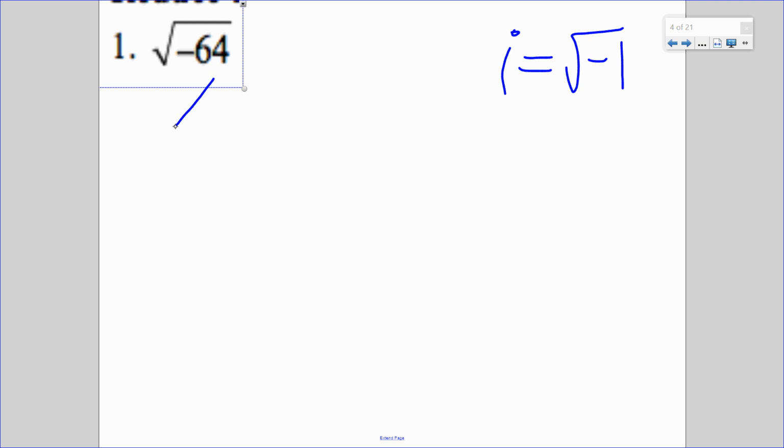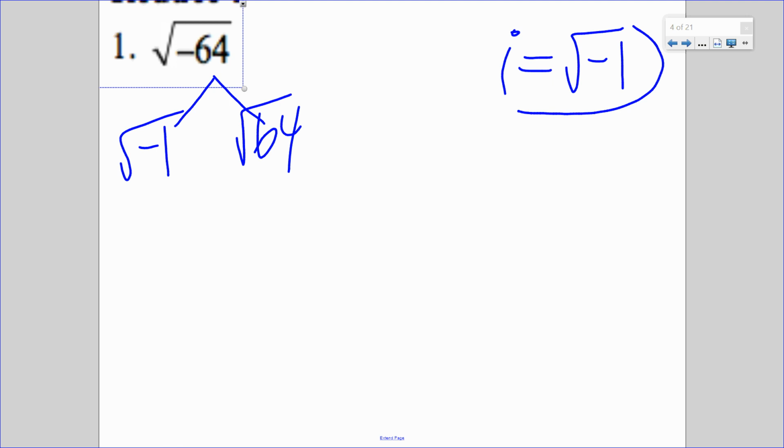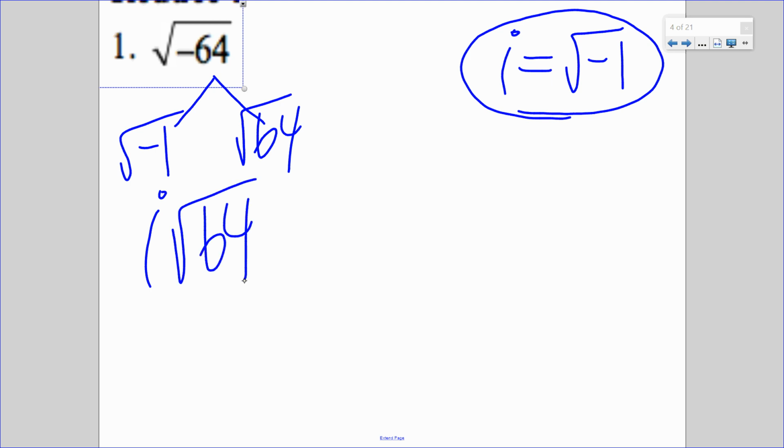So what I can do is make negative 64 negative 1 times 64. Now I just said that i is equal to radical negative 1, so I can replace the radical negative 1 with an i. And now I've dealt with the negative. I do the same thing that I just did back in Algebra 1. The square root of 64 is on my list. Radical 64 is 8. So my answer, i times 8, is 8i.